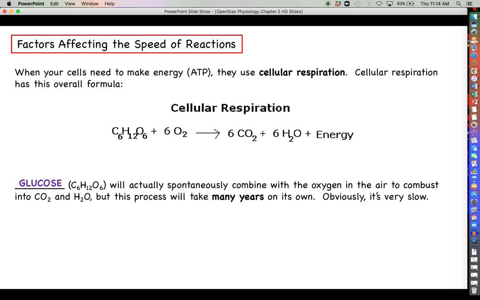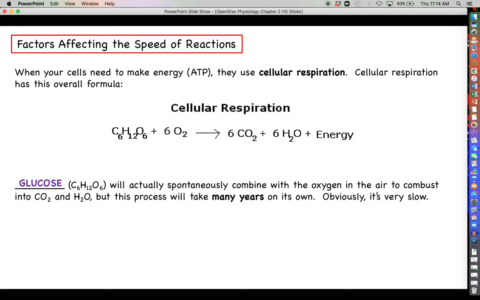We need to look at this from a couple of different angles. This is what we would call a spontaneous reaction, and we'll have more to say about that later. A spontaneous reaction goes downhill in terms of its energy. Glucose is a higher energy molecule than either carbon dioxide or water, so the energy diagram takes us downhill from a high energy state to a low energy state. Meaning, if we just get everything together and leave it alone, eventually the reaction is going to happen. But if we just leave glucose on top of my desk, it's going to take many, many years for anything to happen.